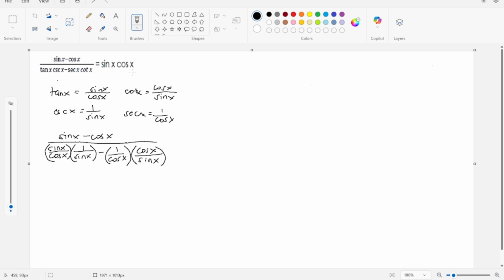So this entire thing is equivalent to sine x times cos x. So, as you can see, may mga makakancel na terms. Sine x, cancel na. Cos x, cancel na rin. So, itong buong term na to magiging sine x minus cos x over 1 over cos x minus 1 over sine x.